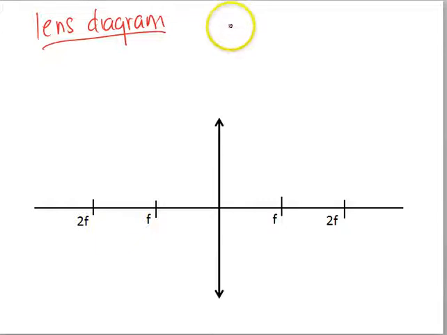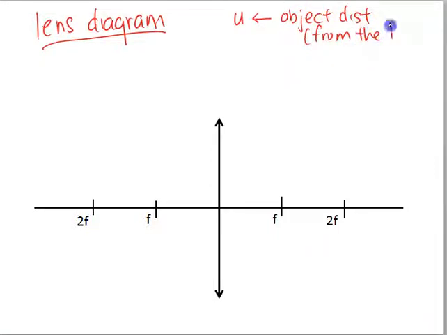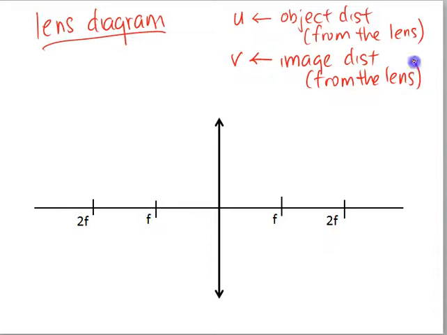Now, I'm going to introduce to you some terminology here. You have this thing called U. U stands for the object distance. In this case, when we say distance, we talk about the object distance from the lens. Okay, so we also will be looking at V. V is the image distance, same thing from the lens. So these are two terminologies that you need to know.